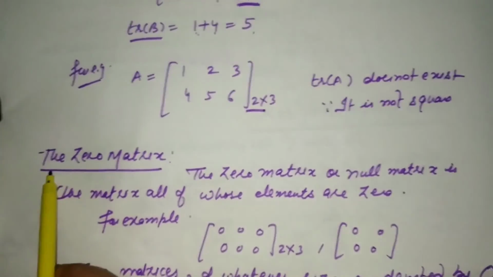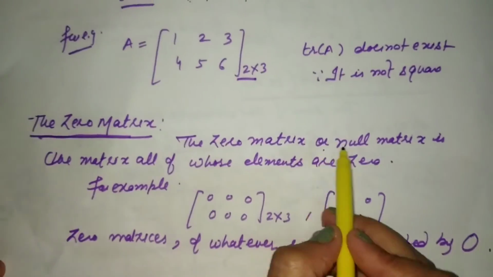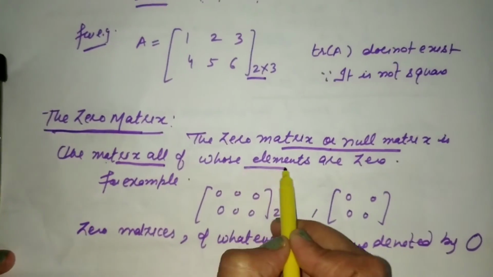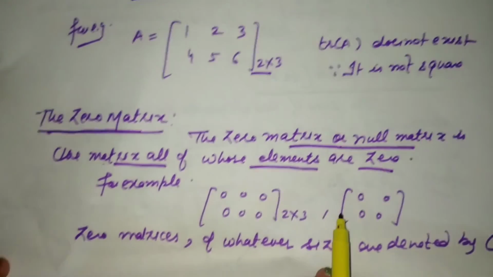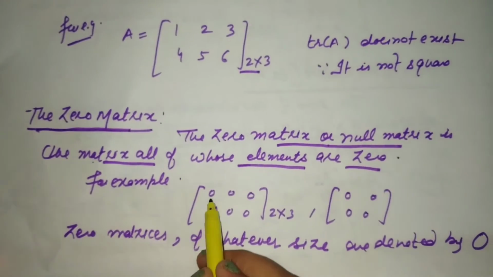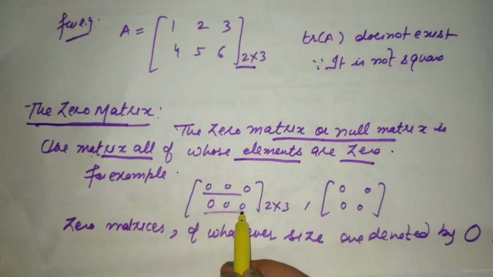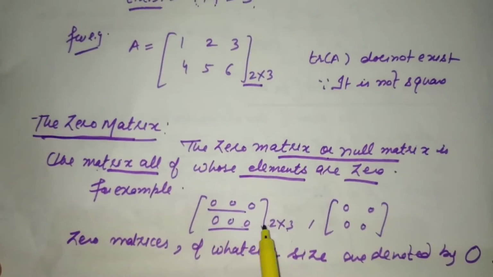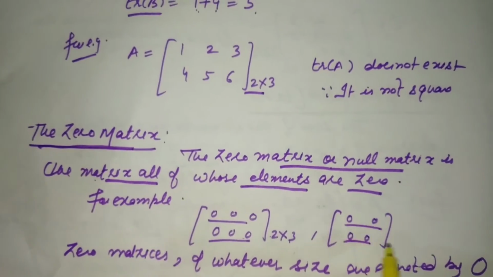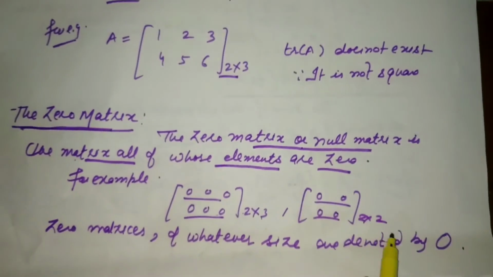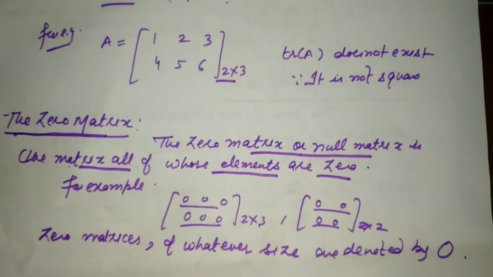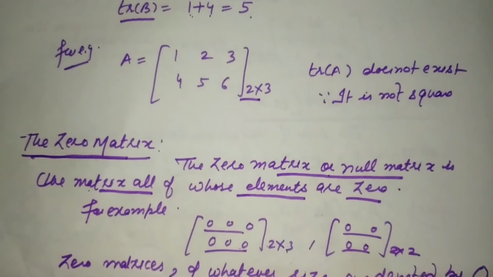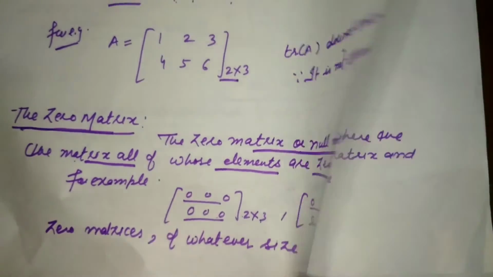Now the next concept is the zero matrix. The zero matrix or null matrix is the matrix all of whose elements are 0. That means all the elements are 0. That is known as a zero matrix. Here we have 2 rows and 3 columns, and all the elements are 0. So it is the zero matrix. And here again, the order is 2 into 2 and all elements are 0. So it is also known as the zero matrix or null matrix. It is denoted by O, which represents the zero matrix.